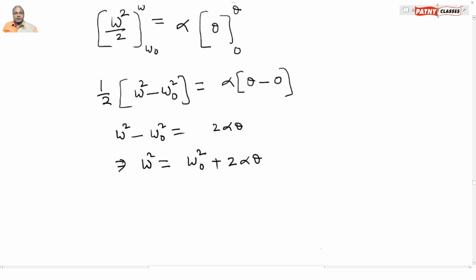Now we have got the plus here. So this is for accelerated motion, a body undergoing acceleration. And suppose you write a minus there, then this equation can be utilized for retarded motion.